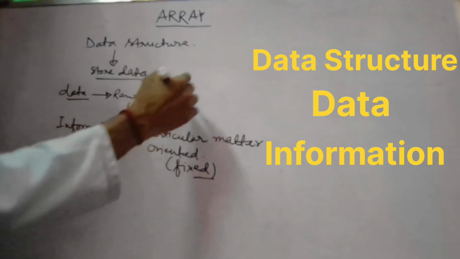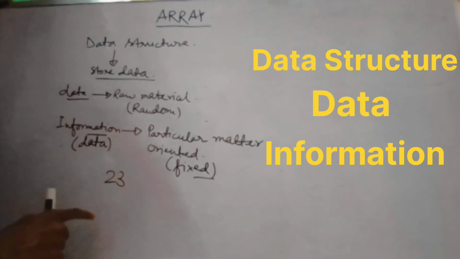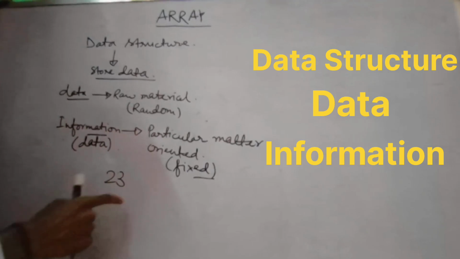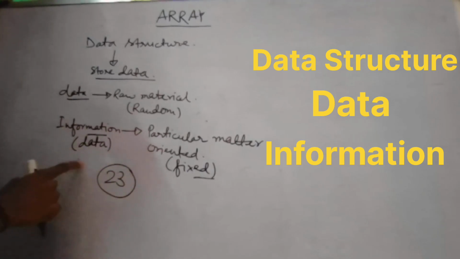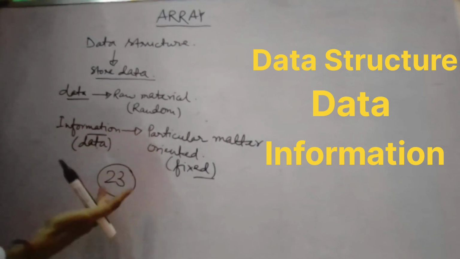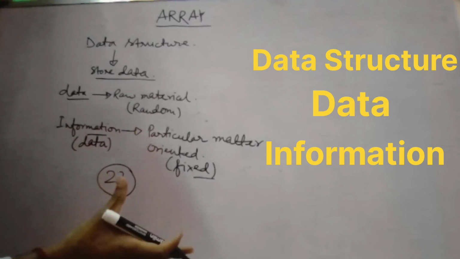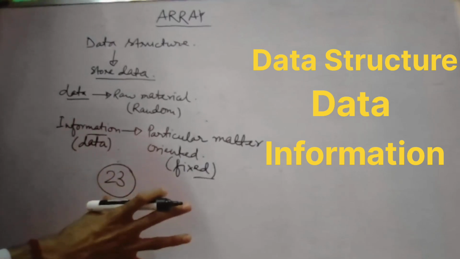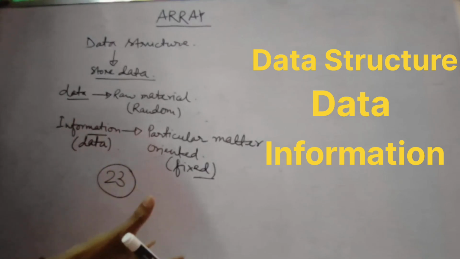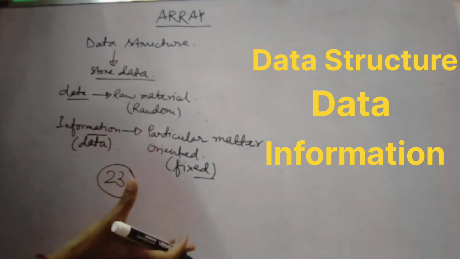Let's say 23. So what is it? After seeing 23, you might say it can be a student's roll number, it can be anyone's age, or it can be an employee number. But it is not fixed, right? 23 can be anything, a random thing, whatever possibilities come to your mind.